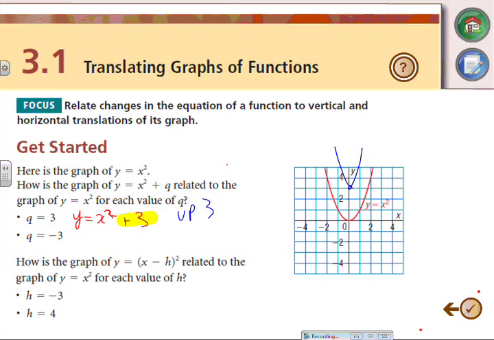If we go negative 3, so then we've got y equals x squared minus 3, again, being that it's the y-intercept, we should be able to anticipate what's going to happen. And if we graph that one, it would go down 3 as well, and it would be the exact same shape as the original.